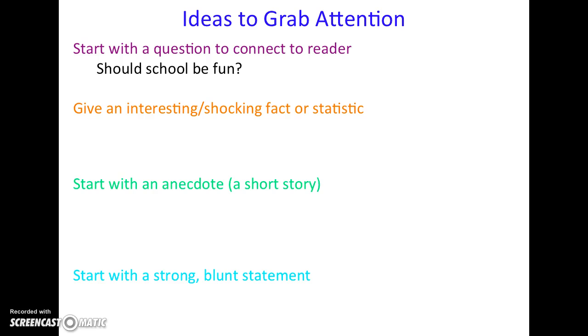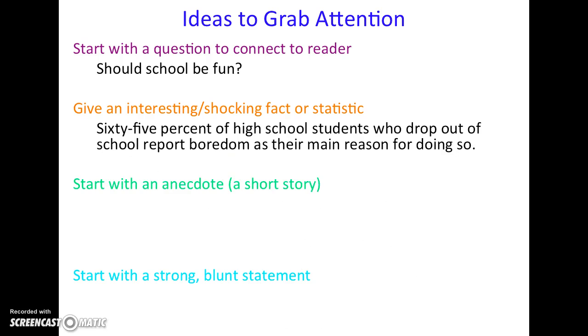You could also give an interesting or shocking fact or statistic. Now, I totally made this statistic up, although I think it's based on a real statistic that I read somewhere at some point. But 65% of high school students who drop out of school report boredom as their main reason for doing so. Now, you can tell right from that statistic that I'm probably going to convince you that the class I'm telling you about isn't boring.